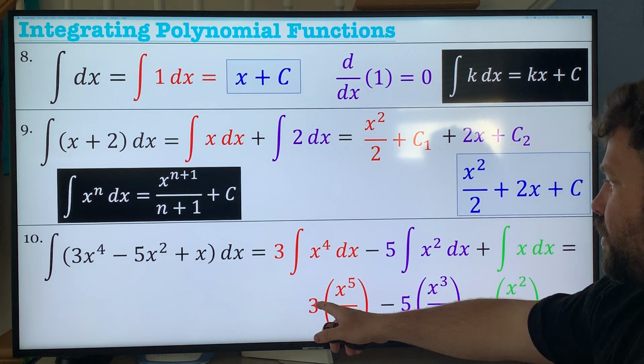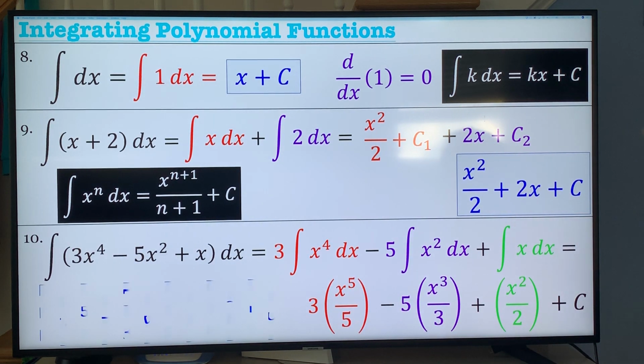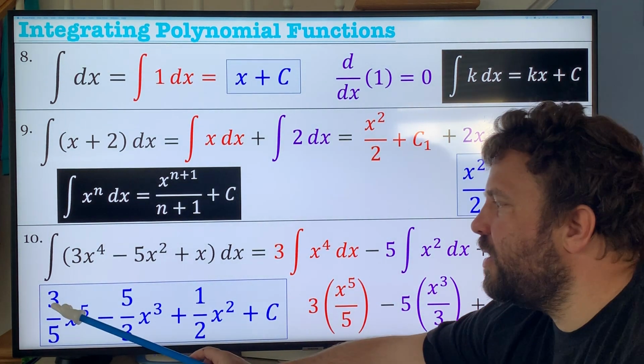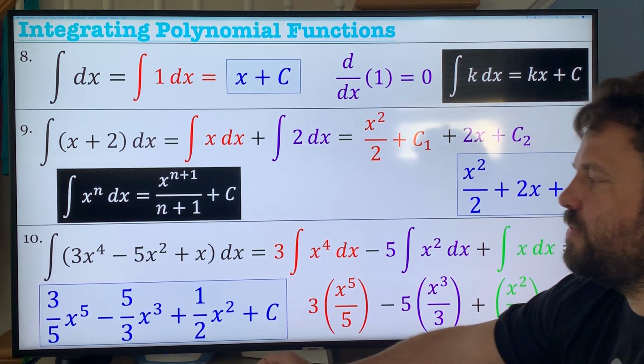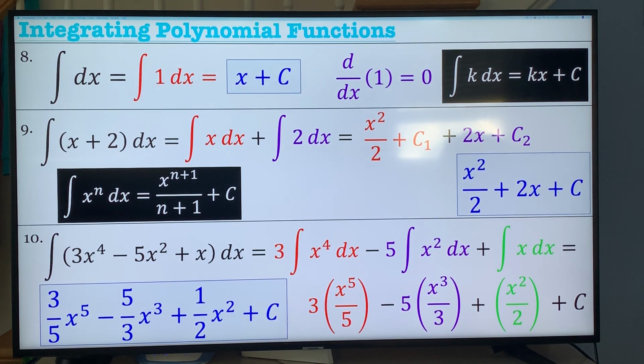Now 3 times this is just 3/5 minus 5/3 plus 1/2. And you can pull these in front if you like, or you can leave them on top, 3x to the 5th over 5, and so on. I personally like writing it better like that. Good? All right, ready to move on? Let's move on to our next problem.